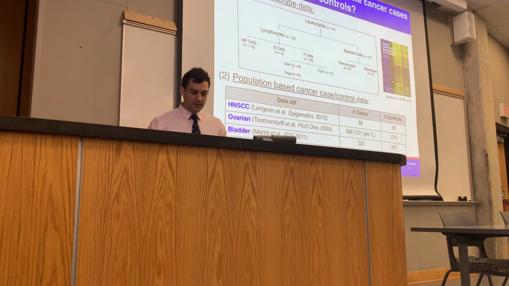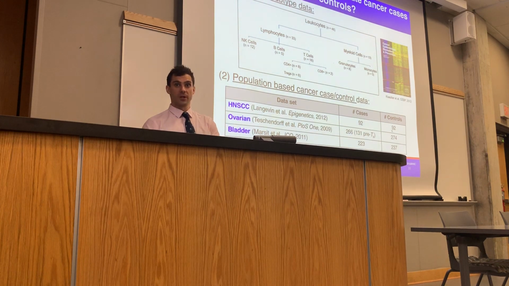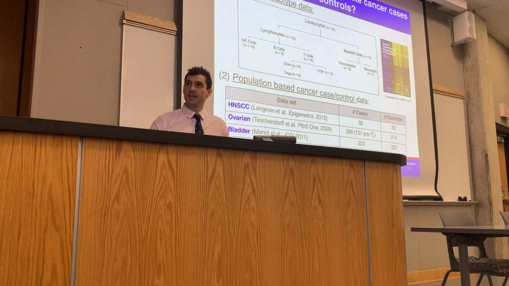So we investigated this question using three publicly available data sets. And these three data sets spanned three different solid tumor types. One of the data sets was a case control study of head and neck squamous cell carcinoma. So there were 92 people that had this cancer and 92 controls that were cancer-free. An ovarian cancer data set that consisted of 266 ovarian cancer cases and 274 cancer-free controls, and a bladder cancer data set which had 223 cases and 237 controls.